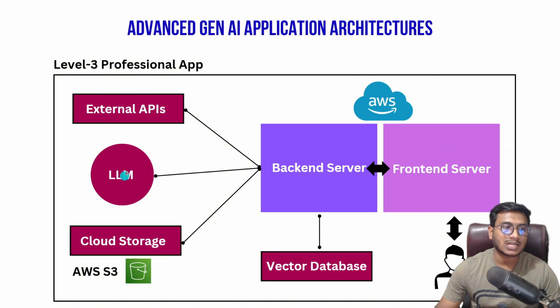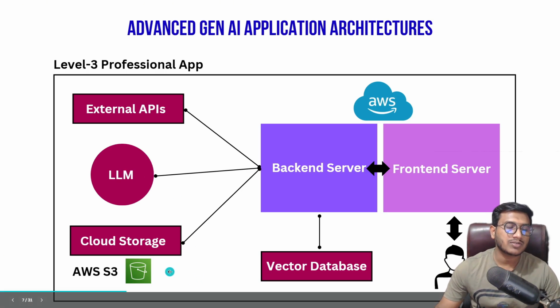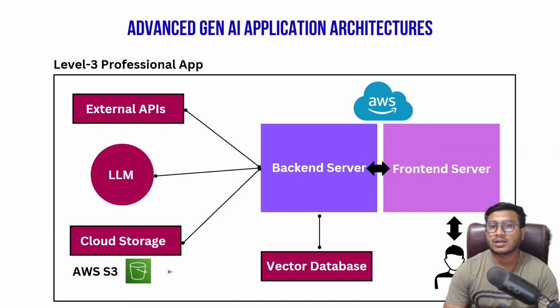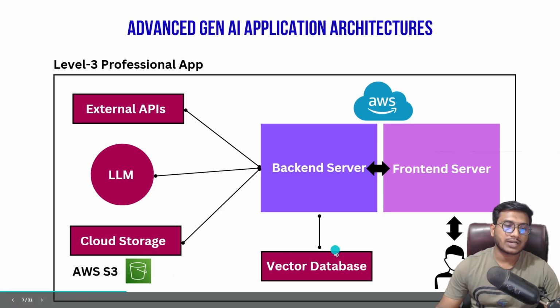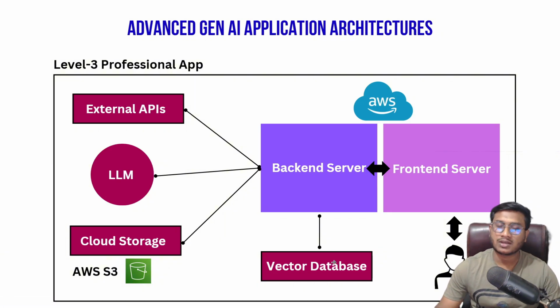Then we'll be using a large language model. In our case, we'll be using the OpenAI model, a GPT based model. Then we'll be using cloud storage, that means the AWS S3 bucket. Whatever documents or files the user uploads, we'll save inside this cloud service. Then we'll also integrate the vector database. We'll be creating the entire knowledge base, that means we'll convert all the text to vector representation. For this, a vector database is required.